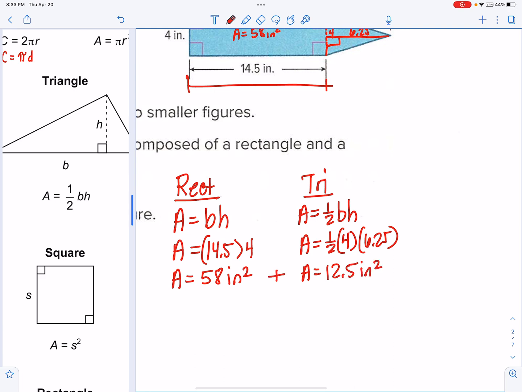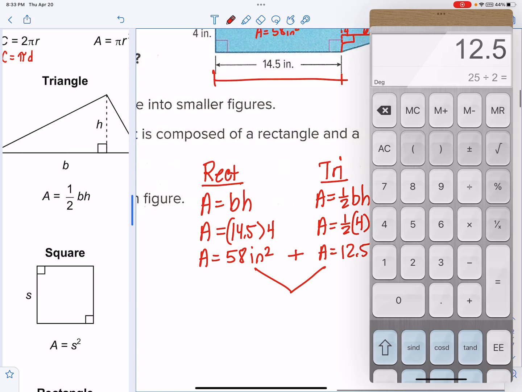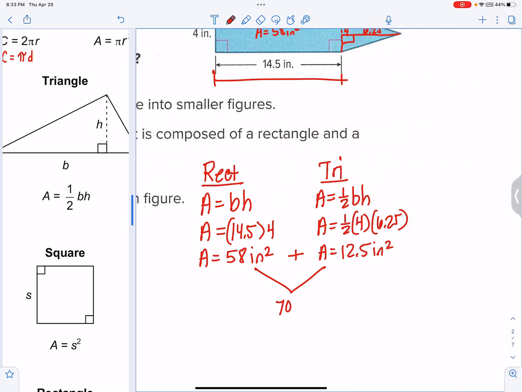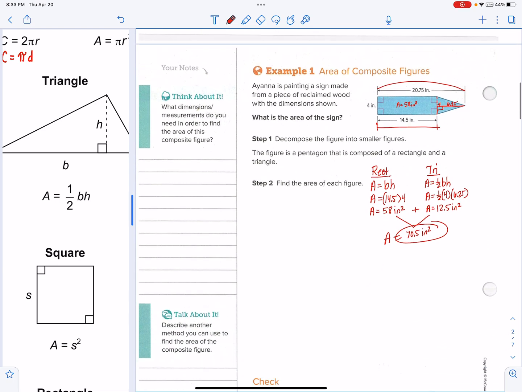All I'm going to do is add up my two areas, and let's see what we get. 58 plus 12.5, and we get 70.5 inches squared, and that is my official answer for the area of that entire shape. Okay, composite figure we call it. Okay, so that's how that works.